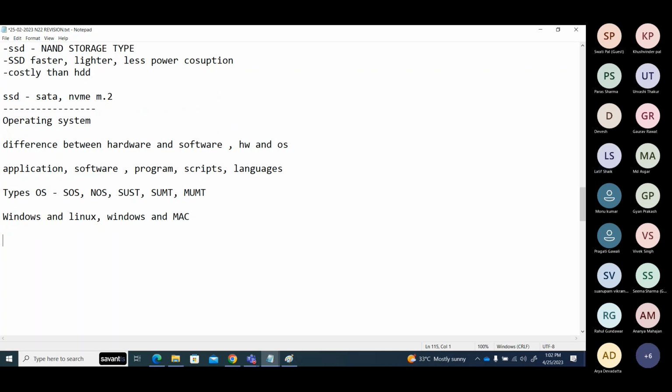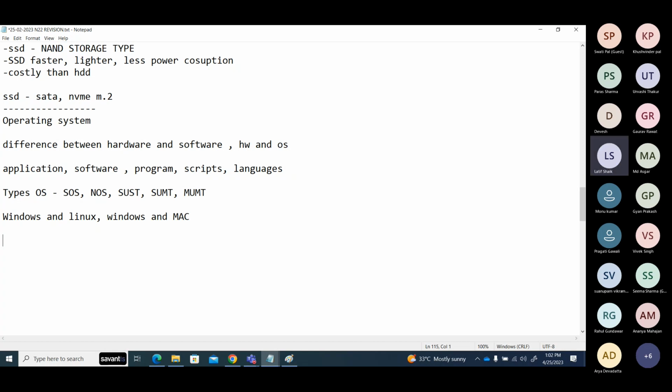Linux is its own source code kind of stuff. It's CLI based. It consumes fewer hardware resources as compared to Windows. Even Windows also has a CLI based operating system, but regularly on Windows desktops and servers we prefer GUI mode only.